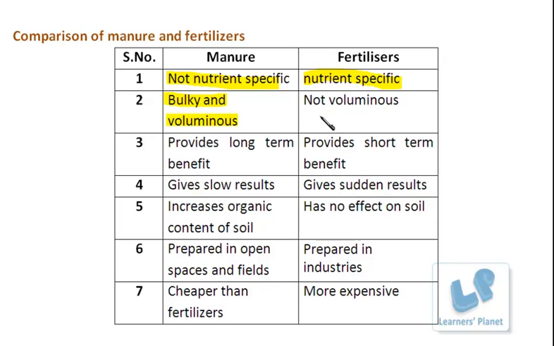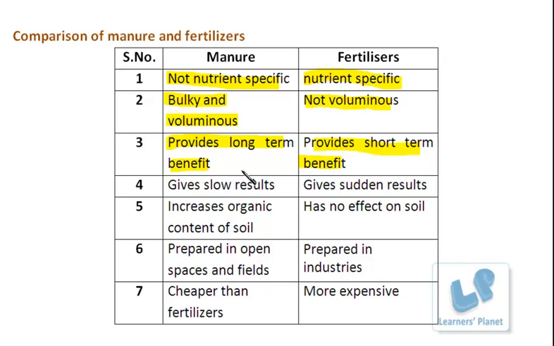Besides that, the fertilizers are required in less quantity, so they are not voluminous, right? Next thing is that manures usually provide long-term benefit. This is the advantage of the manure, whereas fertilizers provide only short-term benefit. How is it possible? This is because the manures which are added to the soil are also helping in maintaining the soil structure, right?